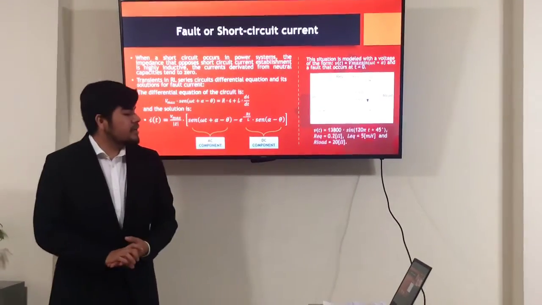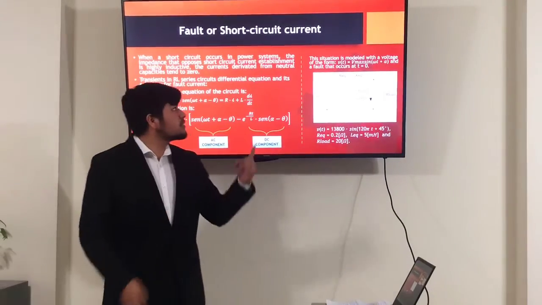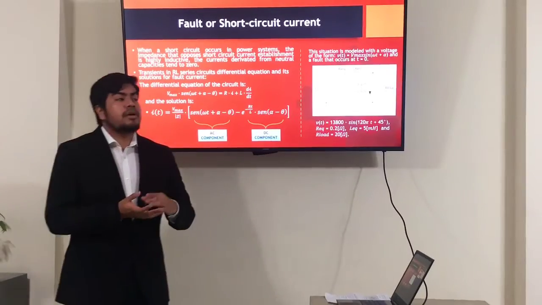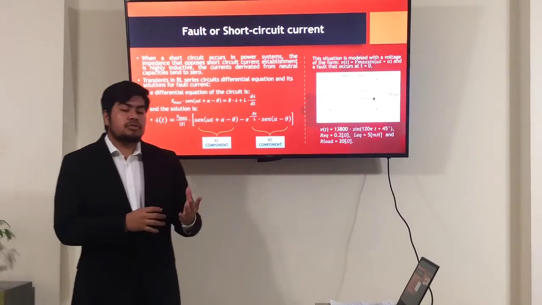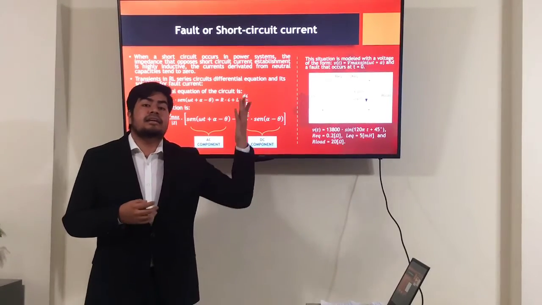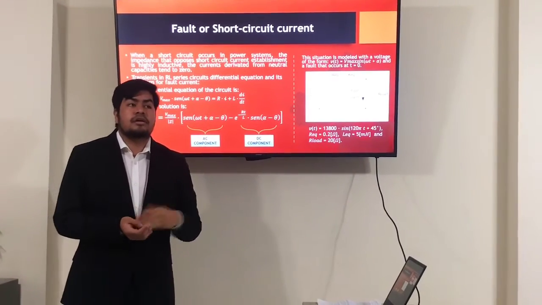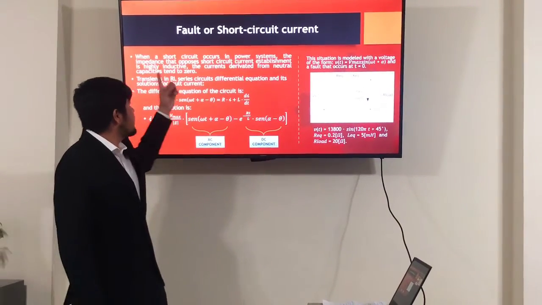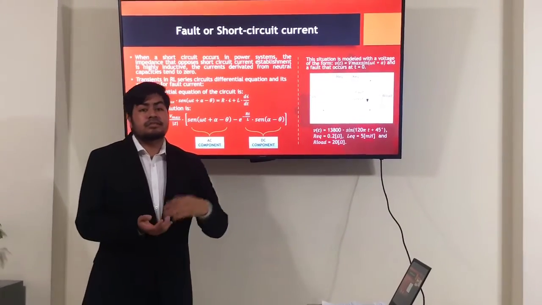What about the fault or short circuit current? This occurs when the impedance that opposes the establishment of the short circuit current is highly inductive. So the current derived from the neutral capacitances tends to zero.